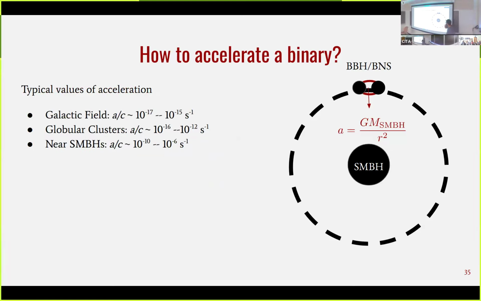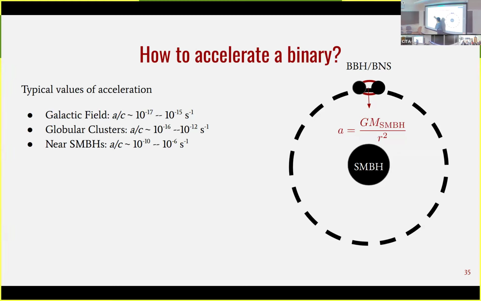So just before I proceed, I've given some typical values of acceleration here. If you populate stars in a galaxy like the Milky Way, following some stellar mass profile, and ask what the typical value of acceleration for such binaries would be, it would be really small. So I'll always quote acceleration in units of A by C, which has units of inverse second.